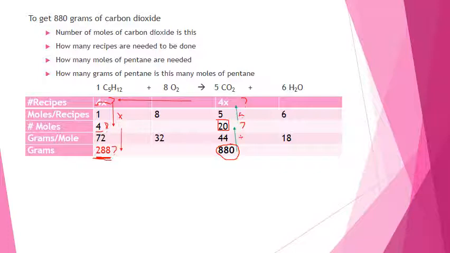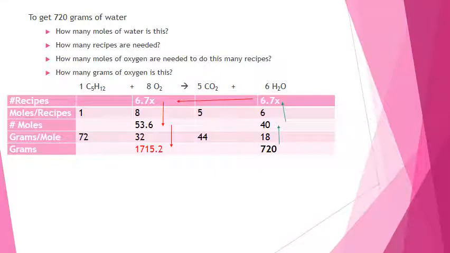Okay, each mole is 72 grams per mole. And you have 4 of them, so 72 times 4 is 288 grams. Okay, so if you need 880 grams of carbon dioxide, you have to have 288 grams of pentane. All right, next problem.